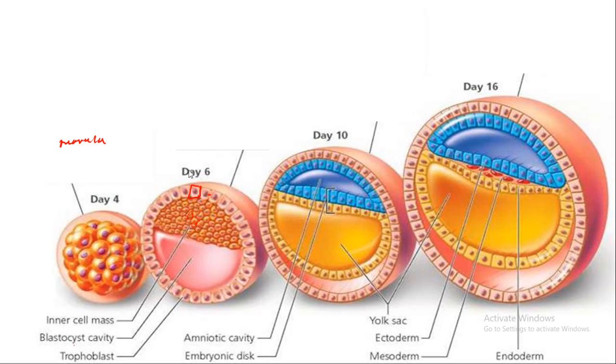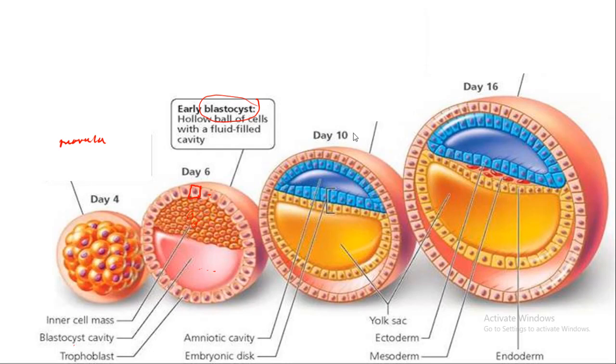So let's quickly move on and look at this part. On day 6, we need to expect the blastocyst. In the blastocyst, there is a cavity filled with fluid coming from the inner cell mass, and this cavity is known as the blastocyst cavity.